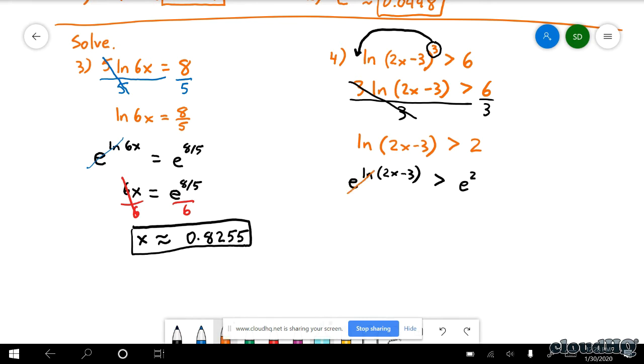e to the ln cancels out on the left side, leaving us with 2x minus 3 is greater than e squared. Don't pull out the calculator yet. I'll save that for last. So then I would add 3 to both sides. So 2x is greater than e squared plus 3, and then we divide by 2. So on your calculator, find out what e squared plus 3 divided by 2 is.